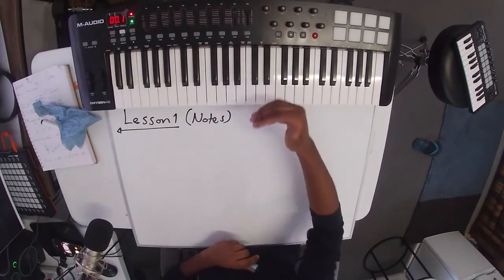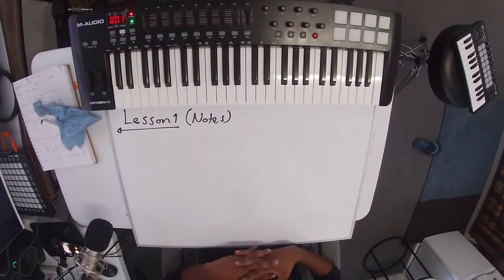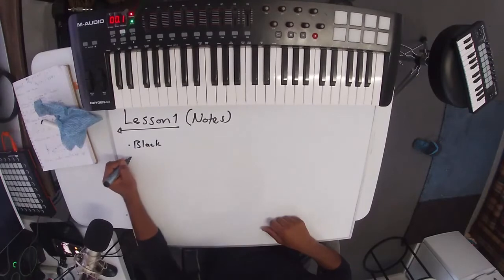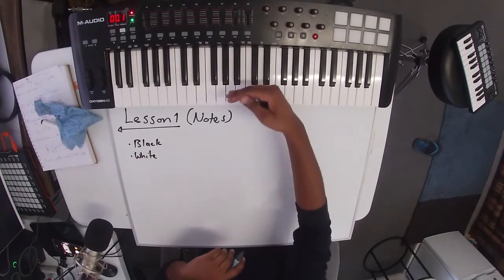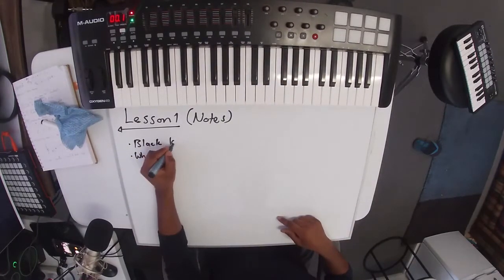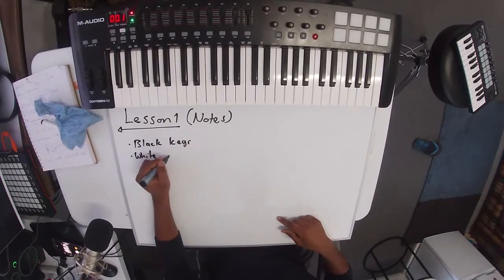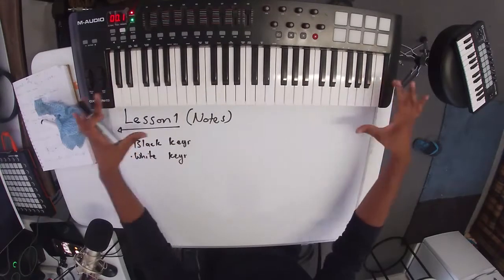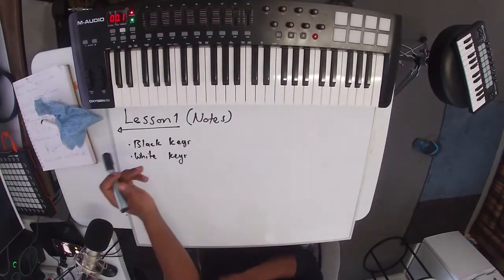The first thing you observe when you get to a keyboard is that there are two colors, black and white. Again, this is for the absolute beginner. These black and white things are called keys, right? So you've got black keys and you've got white keys, hence the name keyboard, because we use keys.